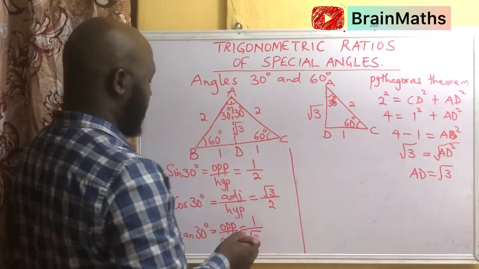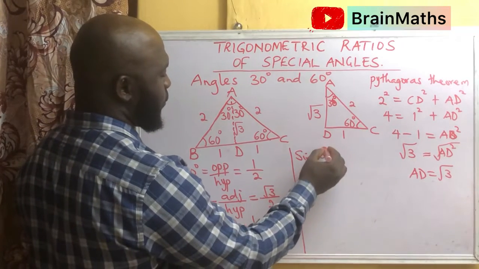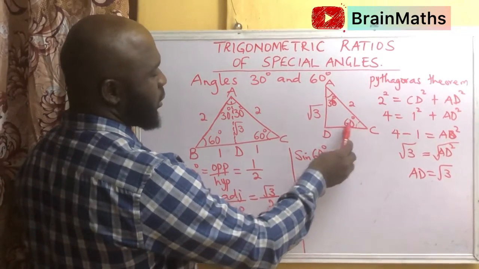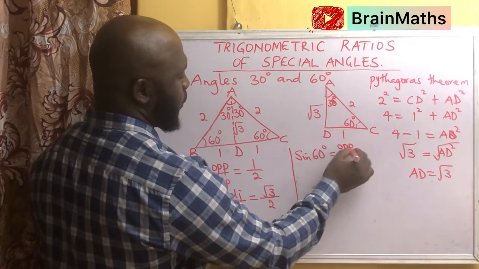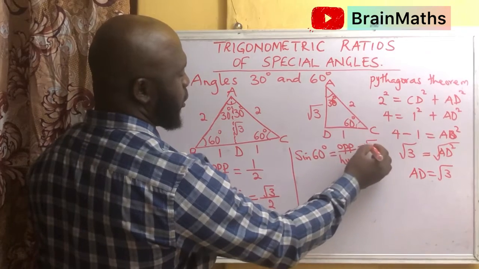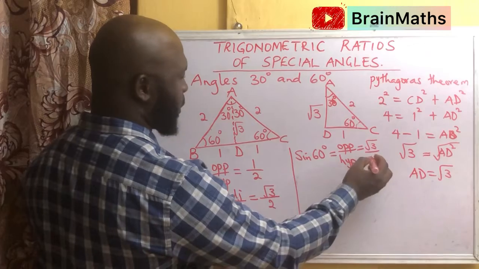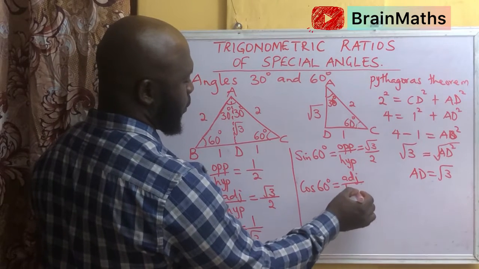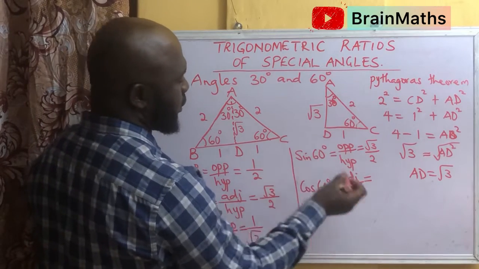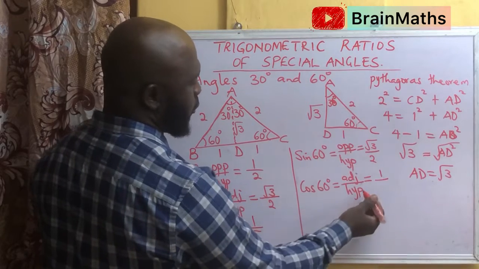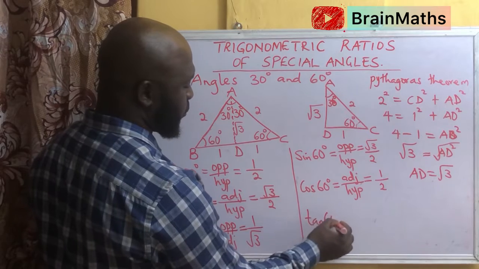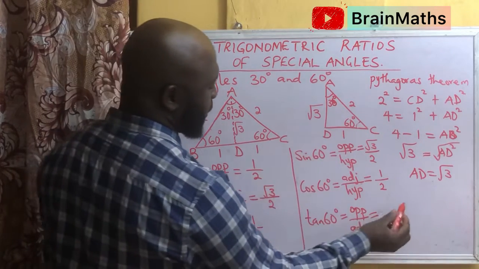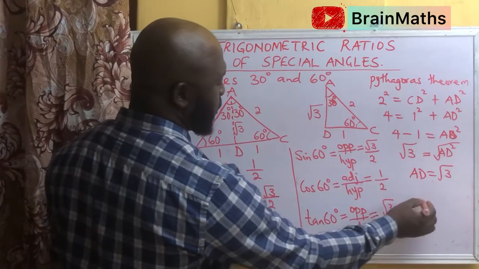Then going to 60 degrees. Our sine 60 degrees, this is 60 degrees now, so we'll be using everything that relates to this one. So this is the opposite of 60, opposite over hypotenuse, which is equal to root 3, and our hypotenuse is 2. Then cos 60 degrees is adjacent over hypotenuse. Our adjacent for 60 is 1, so 1 over 2, and our tan 60, which is opposite over adjacent, the opposite is root 3 and adjacent is 1, which is root 3.